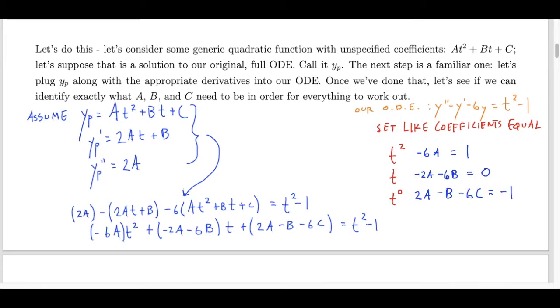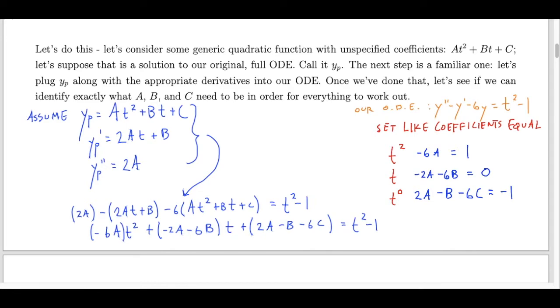Take a second to confirm that if we take our t coefficient from the left and set it equal to the t coefficient on the right, we've already stated that since there's no t that appears on the right, that coefficient must be 0. So when I set those two equal, I get this equation here. And then playing the same game with my constant terms, I get this third equation here. In general, this process of setting like coefficients equal will generate a system of linear equations. This system does provide enough information for us to solve uniquely for a, b, and c.